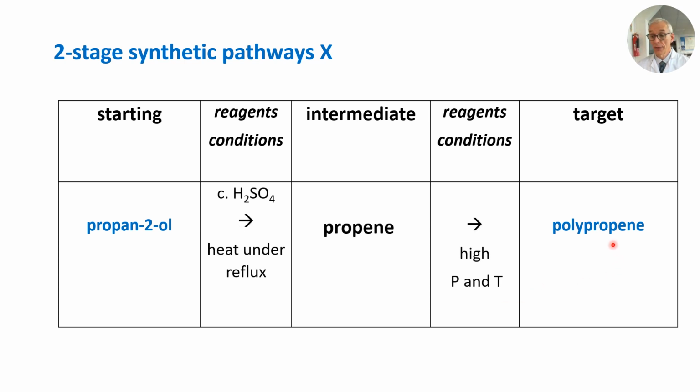Well, I hope it's obvious that the intermediate molecule to make polypropene must be propene. The specification doesn't actually give reagents and conditions, nor does the textbook, but generally high pressure and temperature will do it. So how do we get propene from propan-2-ol? Again, a reaction met earlier in the lesson: concentrated sulfuric acid, heat under reflux. So let's now move on to 11.